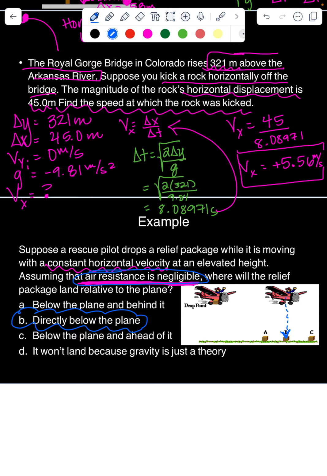Now, if we took air resistance into account, it does cause something called drag. So in real life, because we know there is air resistance, it would fall here. But whenever we consider air resistance to be negligible, it's going to fall at point B. It will never land at point C if it has just been dropped. So it will either be A or B. A is real life because of air resistance. B is whenever we do not take air resistance into account.